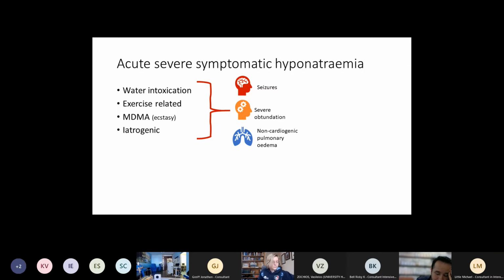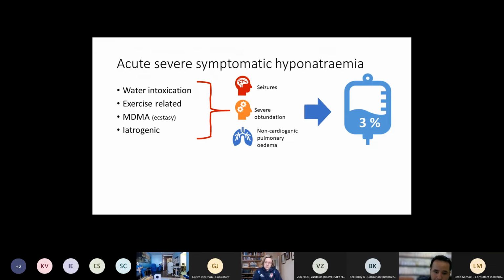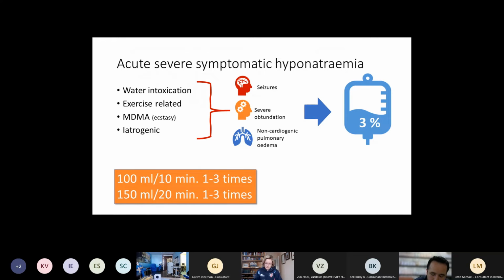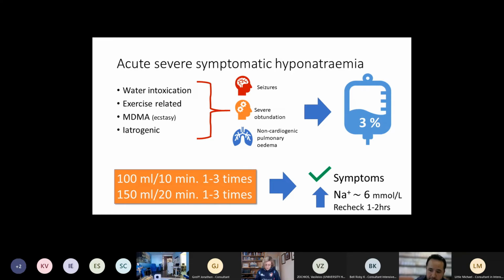As mentioned before, the manifestations are mainly neurological, but it can also cause non-cardiogenic pulmonary edema. And the treatment will always require hypertonic saline. We have 3% sodium chloride, and the idea would be to provide them with 1 to 3 boluses, depending on clinical needs. Two different approaches: either 100 milliliters every 10 minutes or 150 every 20 minutes, until we assess that the sodium has increased by approximately 6 millimoles and that the symptoms have disappeared. This would be the goal of the treatment, and this is the quick way to treat a patient who has presented these acute severe symptoms.